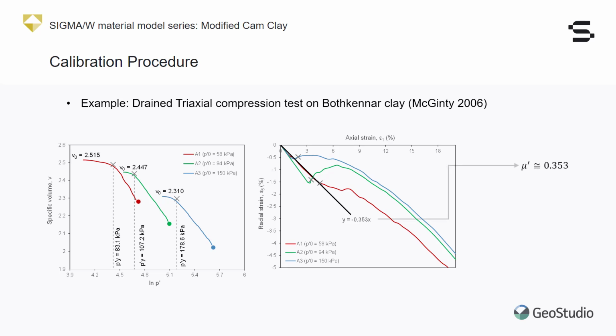If the linear response of all three samples was approximated by only one straight line passing through the origin, the slope of that line would be approximately 0.353. This value is an estimation of the effective Poisson's ratio of the Bothkner clay.